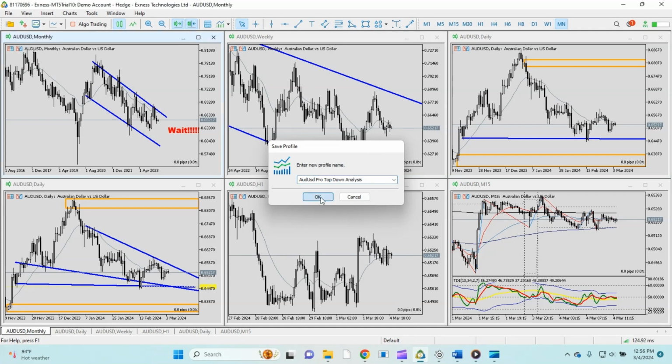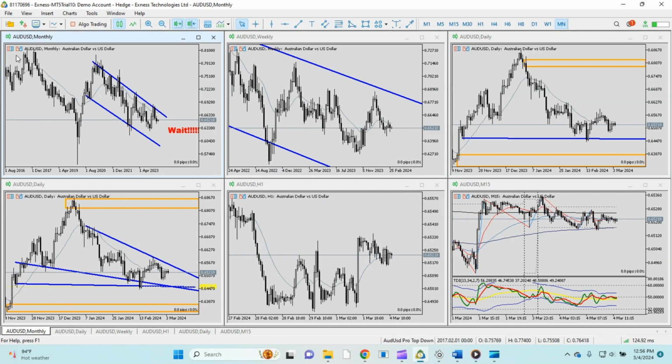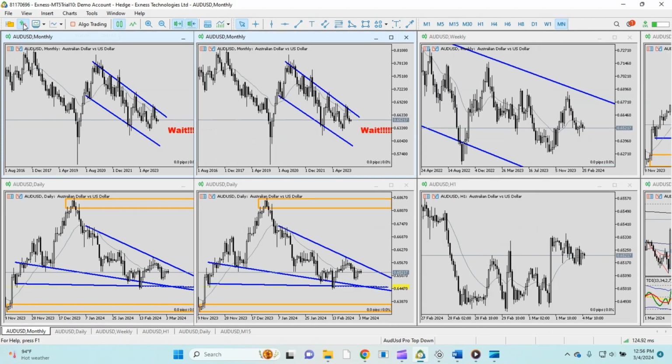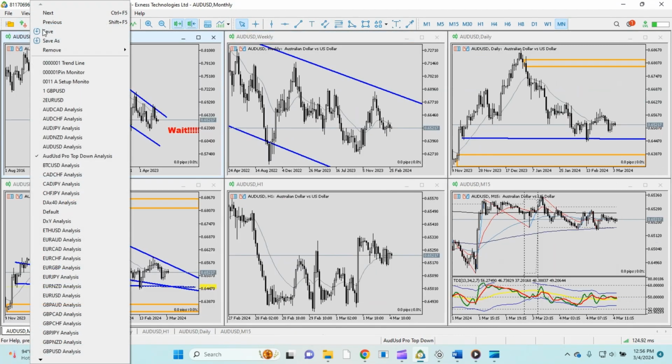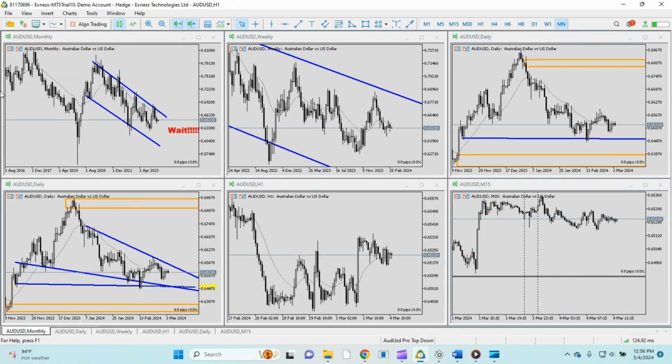So it will be easier for you to monitor the trade the next day. Then you come down. After that, you now go to default, so that you will not go and spoil the profile you have created already for AUD/USD. Go to default.